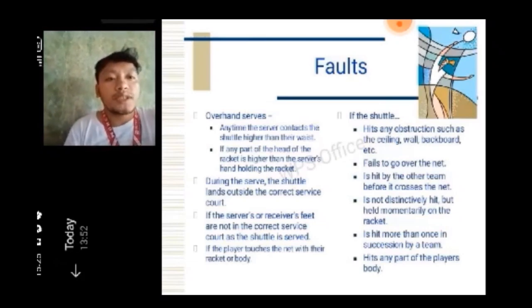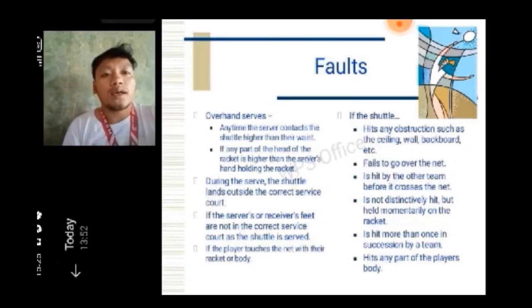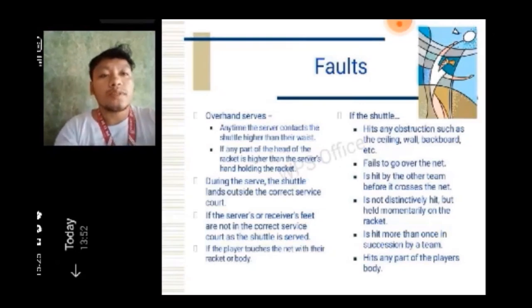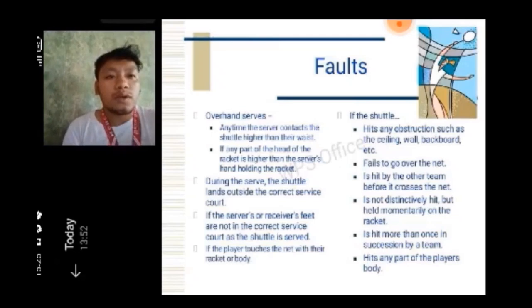Next, if the shuttle hit any obstruction such as the ceiling, wall, backboard, or sa uban pa diha, kung ang shuttlecock nimo is matugpa dito sa mga backboard, kung unsa pa yung mga blocking sa court, so fault na pod siya. Next is if the shuttle fails to go over the net.